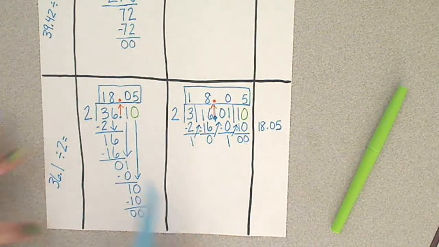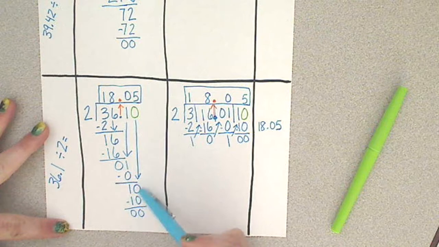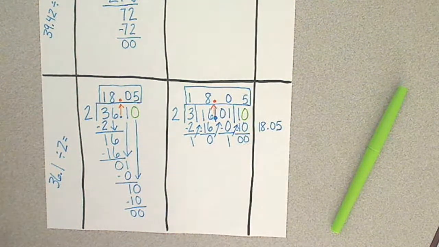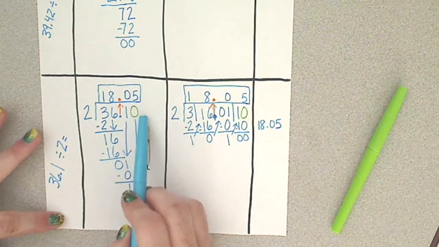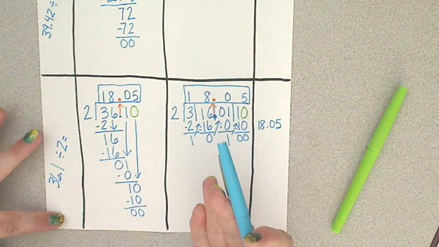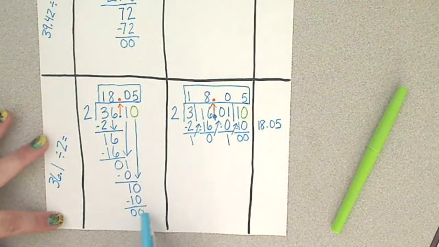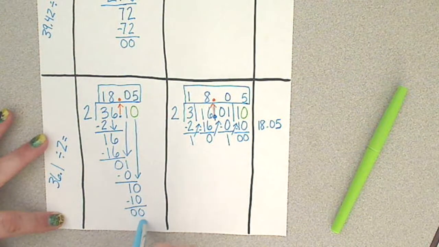So just remember, if you have a remainder, then you haven't finished. If you're working with decimals, you have to add zeros to the end of your dividend until you have no remainders and nothing to bring down. All right, let's take a look at our next problem.